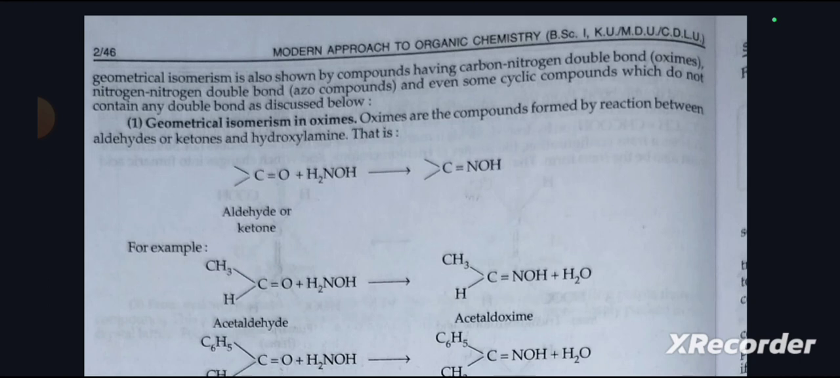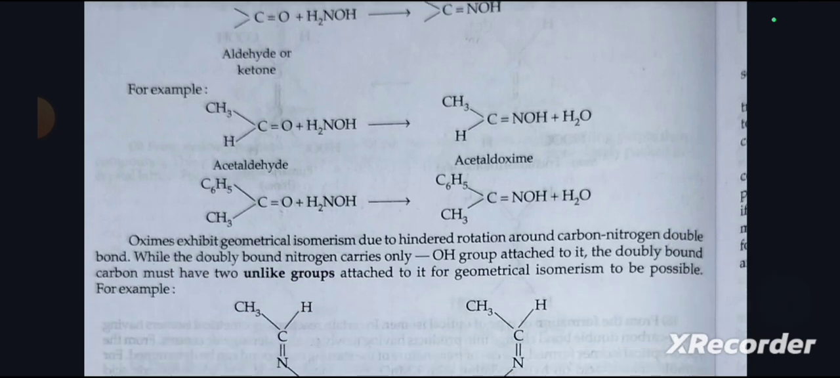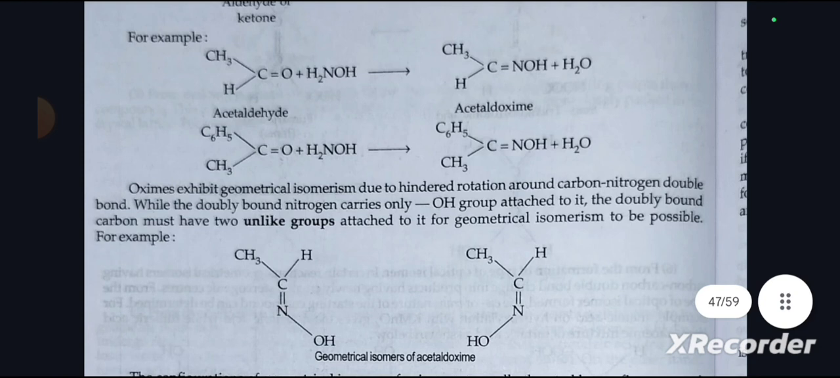First, geometrical isomerism in oximes. Oximes are the compounds formed by reactions between aldehydes or ketones and hydroxylamine, that is, C=O, aldehyde or ketone, plus NH2OH gives C=NOH. For example, CH3CH=O plus NH2OH gives CH3CH=NOH plus water. Acetaldehyde is converted into acetaldoxime. Similarly, C6H5C(CH3)=O plus NH2OH gives C6H5C(CH3)=NOH plus water.